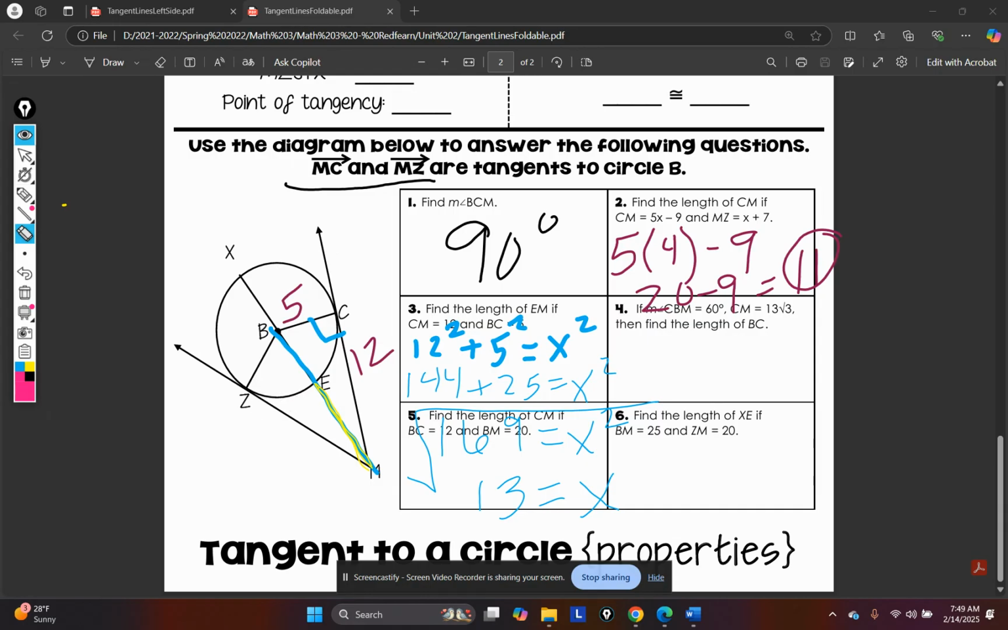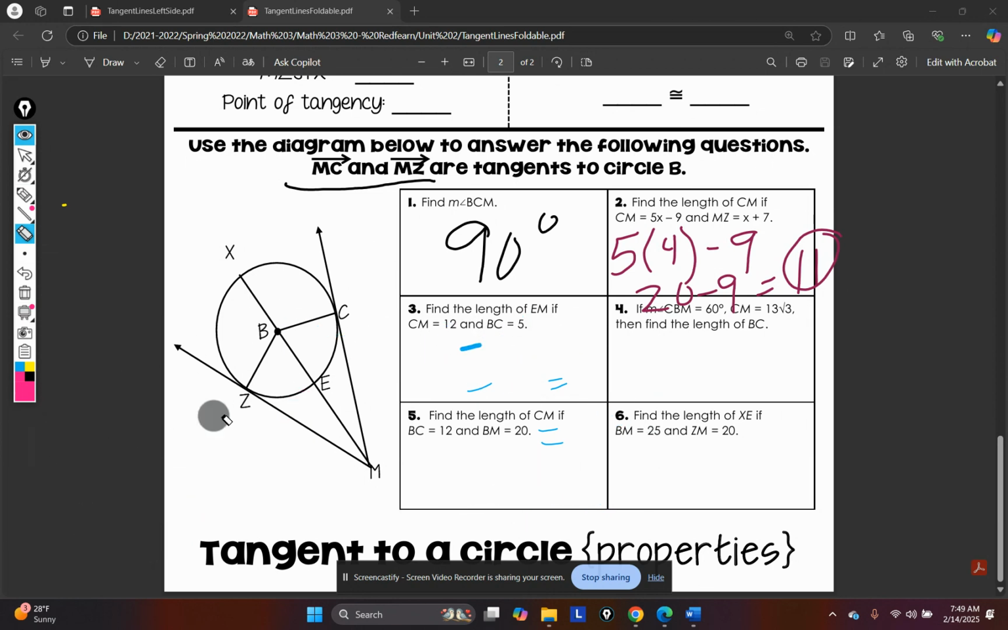So the whole thing was 13. And we want to find the portion EM. But we remember that BE is also a radius. So we're going to do 13 minus 5. And 13 minus 5 is 8. Okay? So the answer to this one is 8. Alright, let's delete.